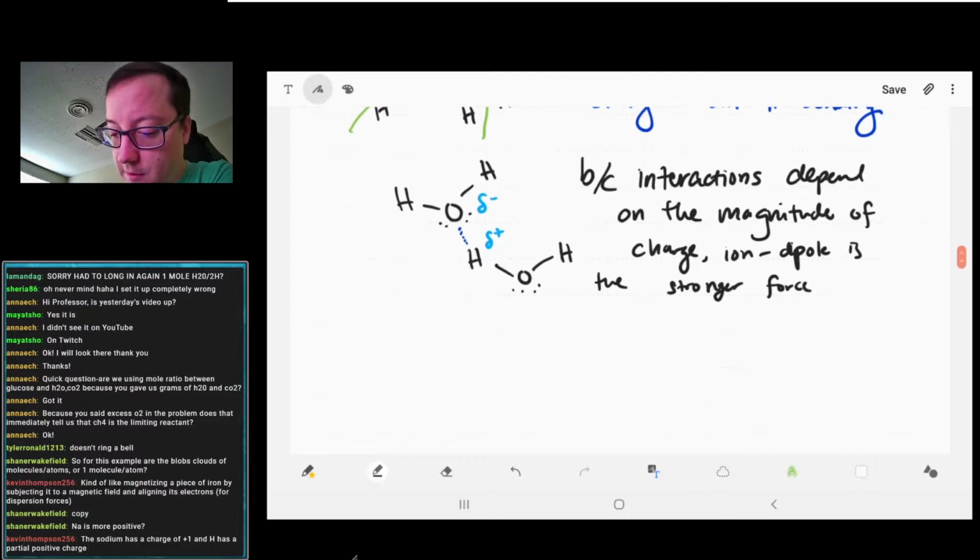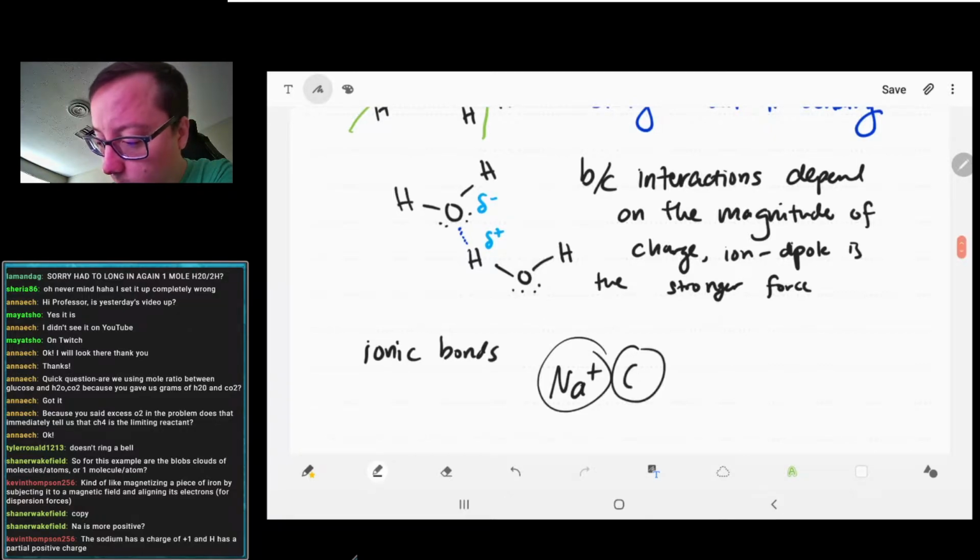And then, of course, we have ion-ion interactions, which we just call ionic bonds. Those are something we've seen before, where we have full charges that are attracted to each other. And as you can imagine, this is even stronger than ion dipole because this is ion-ion. Both things are fully charged.